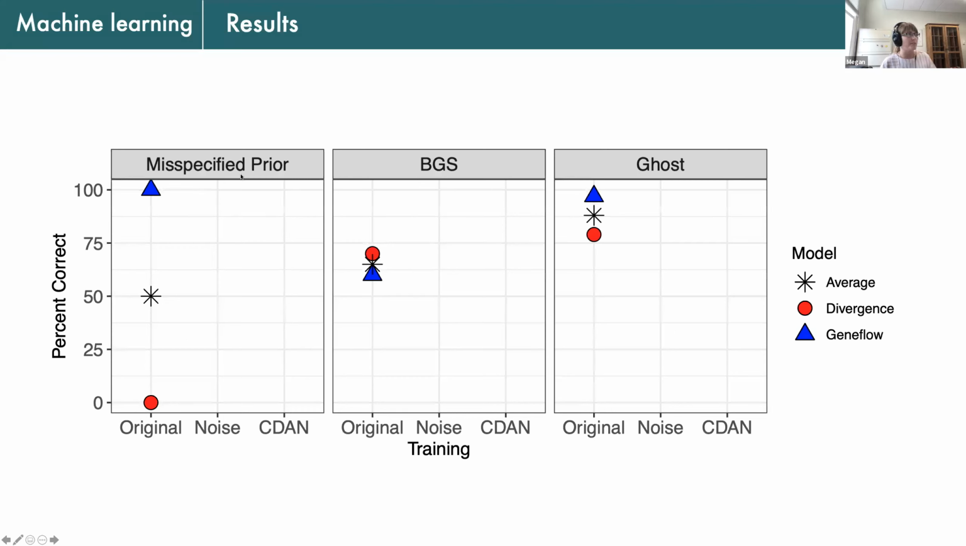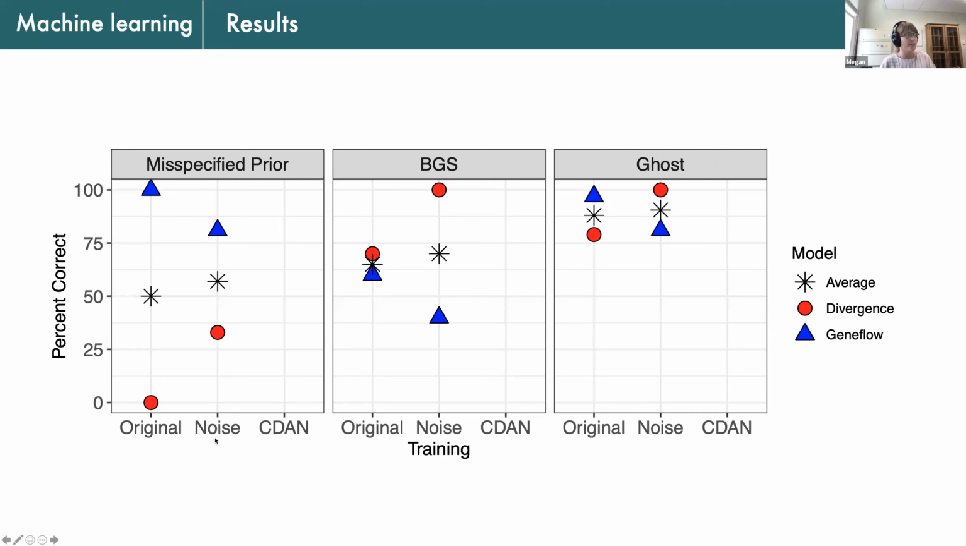Remember, when we have a misspecified prior, we do really poorly. We have 0% accuracy on data sets generated under divergence-only models. Our average accuracy is 50%, and we have really poor balance across our classes. With background selection, we have reduced accuracy compared to the baseline case, but fairly balanced accuracy between classes. And for our ghost introgression case, we have reduced accuracy, and we have lower accuracy on data sets generated under the divergence-only model.